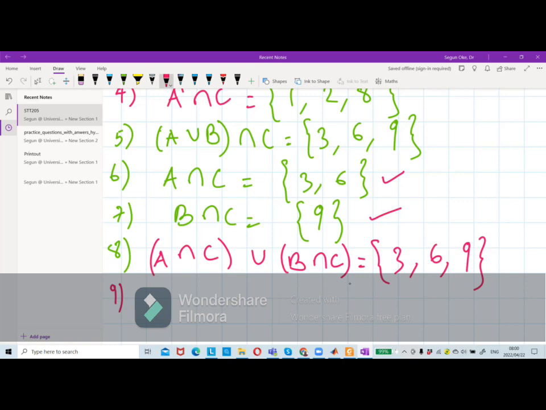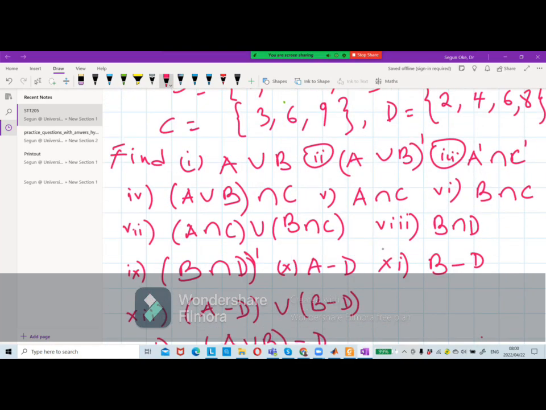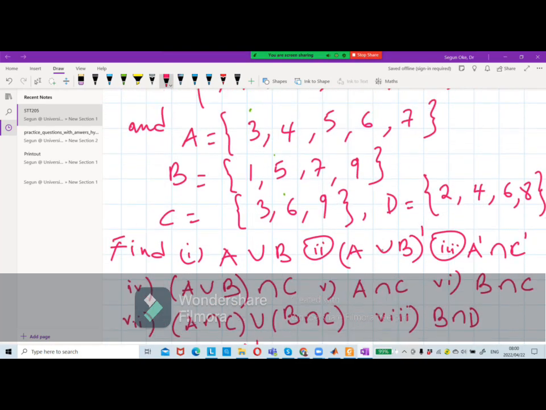So we have B intersection D. Let's go to B at intersection D. This is our B. We have B here, we have D here. Is there anything that intersects them?